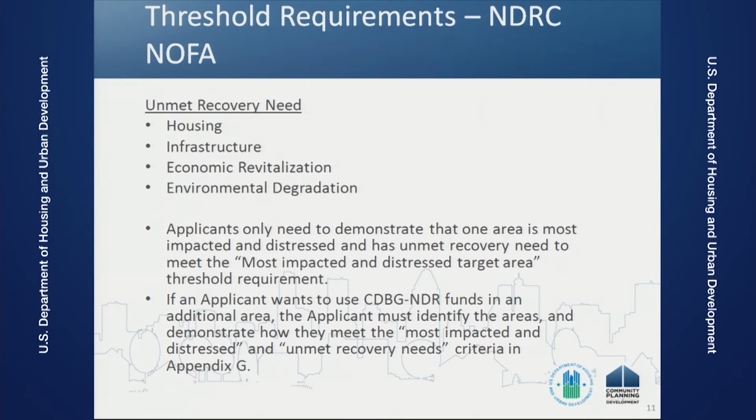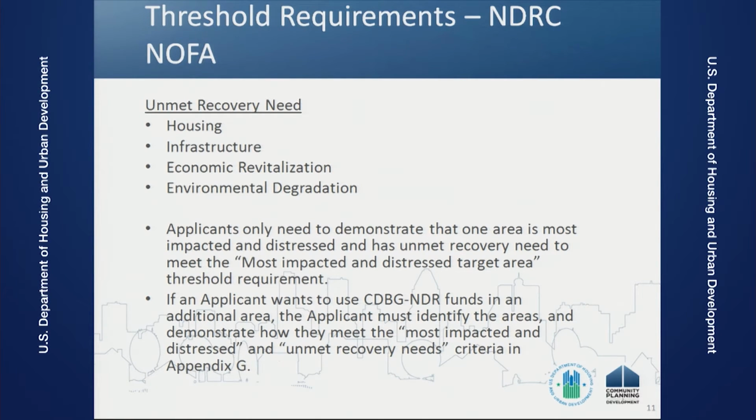As with the most impacted and distressed component or threshold, applicants should carefully read the requirements for demonstrating unmet recovery need in Appendix G. Appendix G includes detailed instructions on the showing that must be made to demonstrate each of the characteristics of unmet recovery need, as well as acceptable forms of data that applicants need to provide to support their narrative submission. Applicants only need to demonstrate that one area is most impacted and distressed and has unmet recovery need to meet the most impacted and distressed target area threshold requirement.